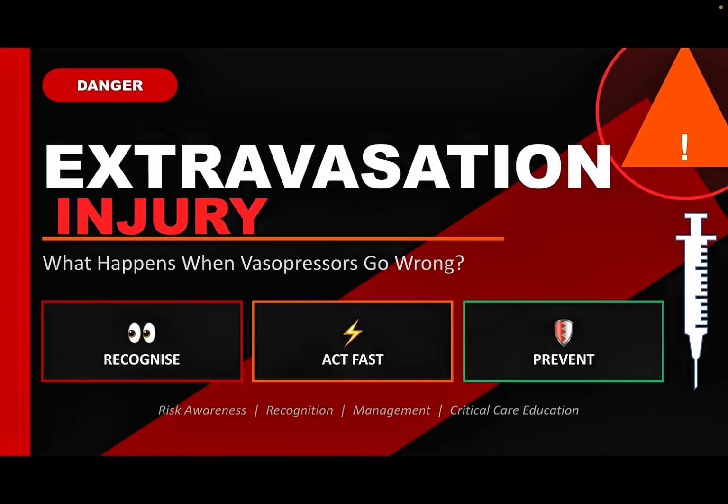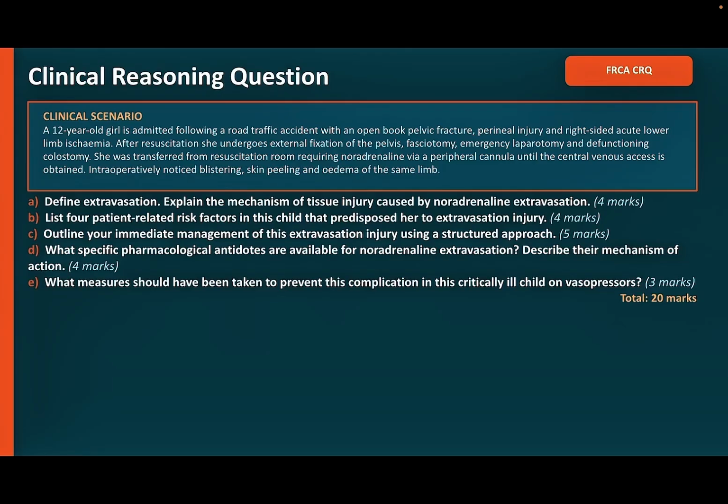Following intravenous cannula insertion. So first we'll move on to one of the clinical scenarios, and we'll discuss the answers later in my slides, and also some MCQs and SBA questions that may appear in the FRC exam. So this is about a 12-year-old girl who is admitted following a road traffic accident with an open book pelvic fracture, perineal injuries, and right-sided acute limb ischemia.